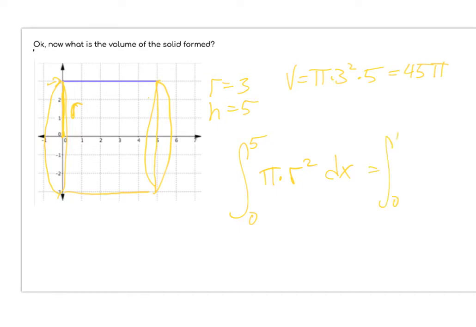So in this particular case, we've got pi times 3 squared dx. That's going to give me 9 pi x evaluated at 5 and 0. That's going to be 45 pi minus 0, which is the same thing we got using geometry. So that's kind of cool. We can do geometry or calculus and get the same answers.